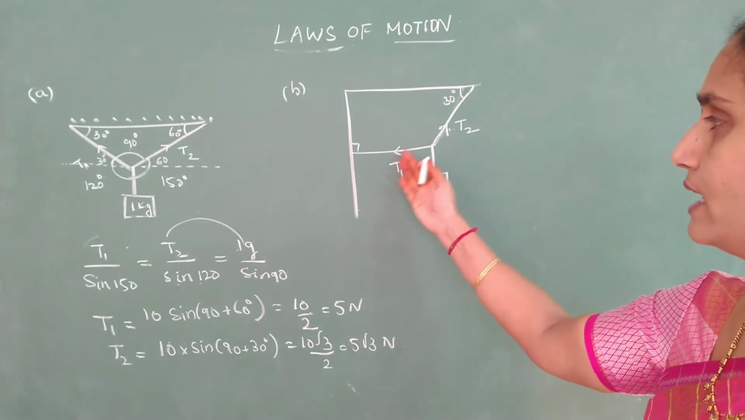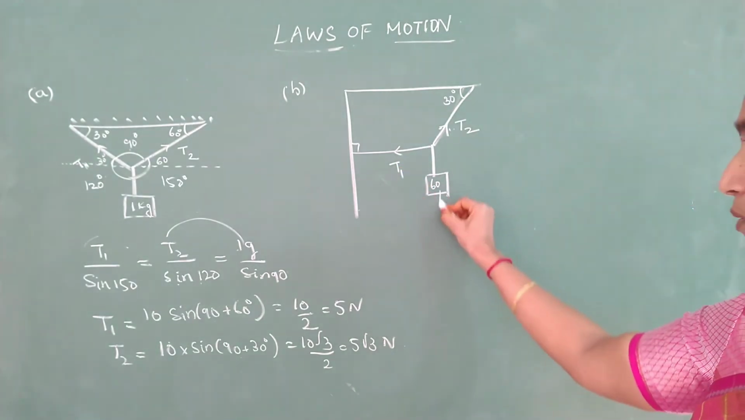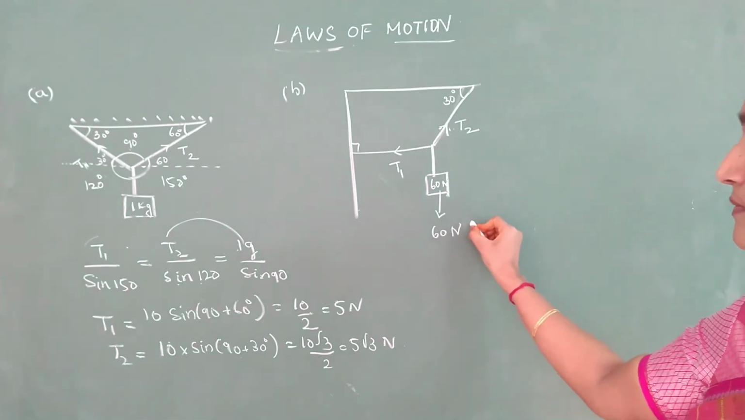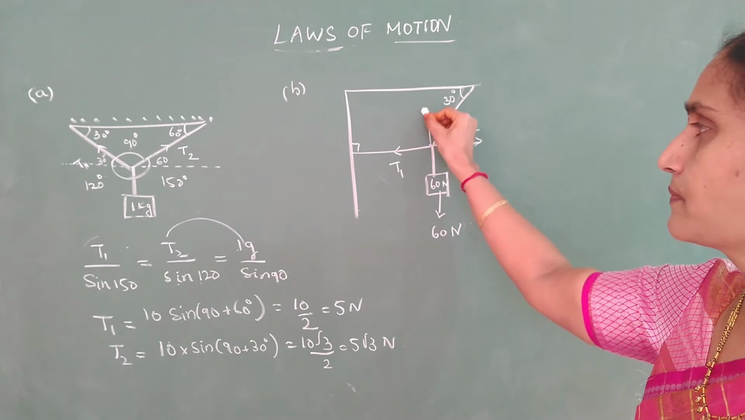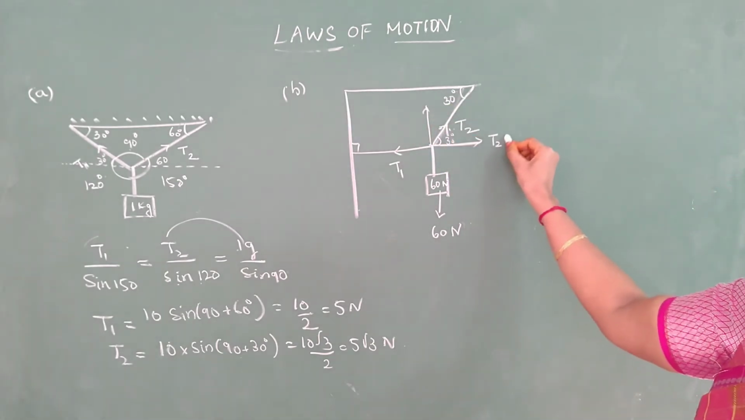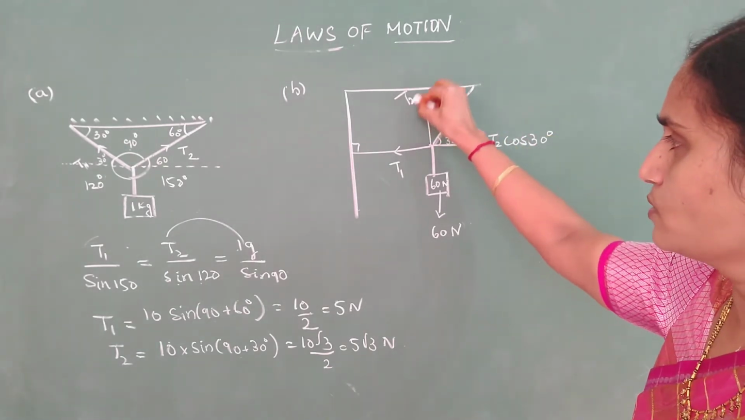So here I want the value of T1 and T2. This time I will resolve the forces and then calculate. What is the force pulling it down? This is 60 Newton. This side you have T1. Resolve T2 into components. 30 and 30. T2 cos 30. This is T2 sine 30.